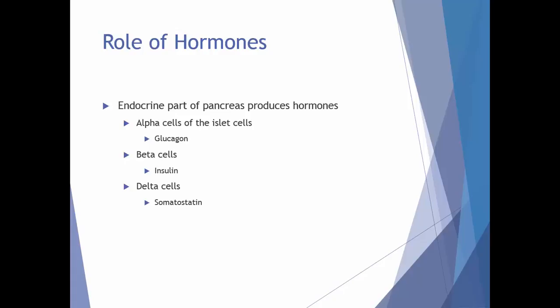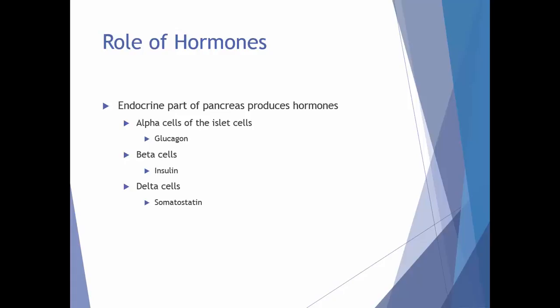Looking at the role of hormones, there are a group of cells in the islets of Langerhans that produce the hormones. The islets have 3 different types of cells. The endocrine part of the pancreas produces these hormones that are necessary for metabolism and cellular utilization of carbohydrates, proteins, and fats. First type of cells is the alpha cells of the islets.